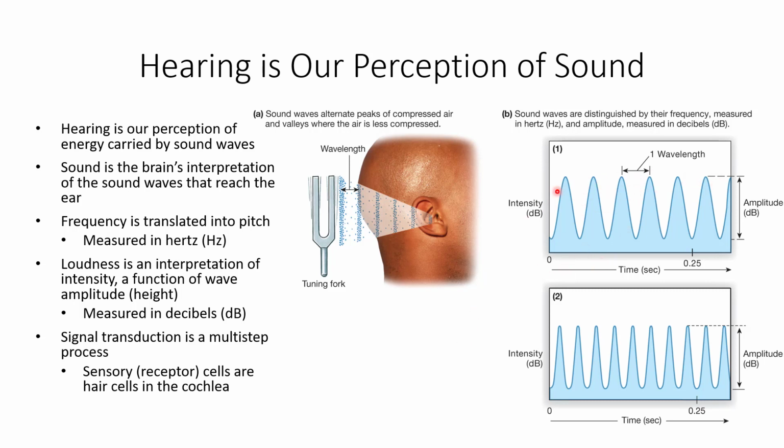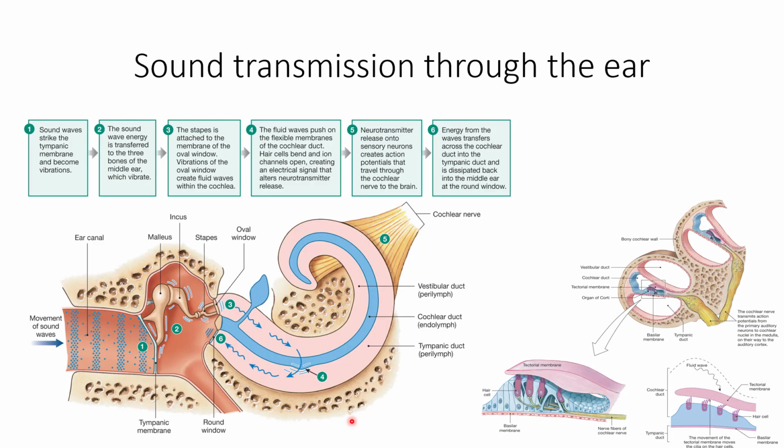The wavelength distance is going to give us what we call frequency. And frequency then gets translated into pitch by the brain. So what pitch it is depends on how far apart the wavelengths are. We measure that in hertz. Now, the amplitude is going to dictate how loud we hear that particular wavelength. So the higher the amplitude, the louder it will be, and we measure that in decibels. So the transduction of these energy waves found in the sound wave into the sound that the brain perceives occurs in these hair cells of the cochlea.